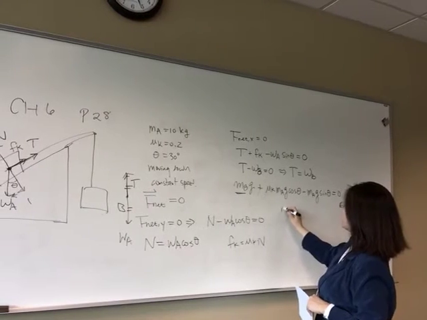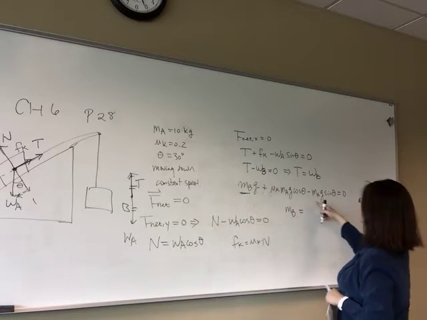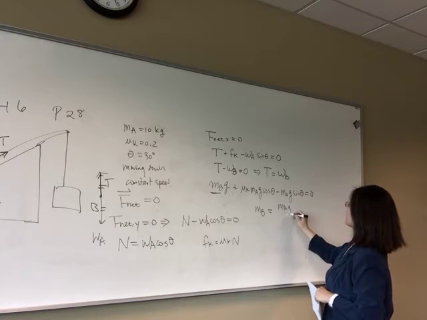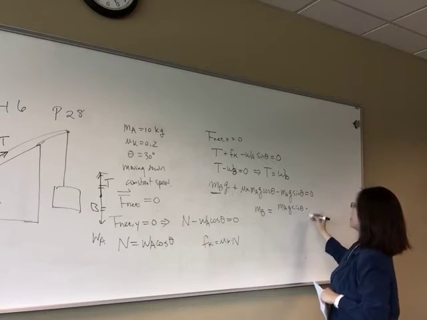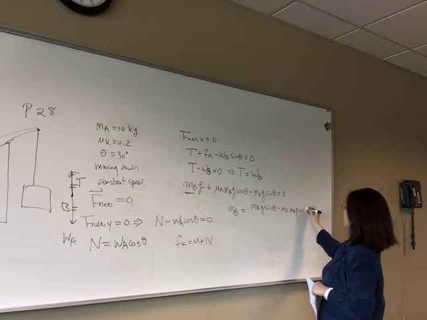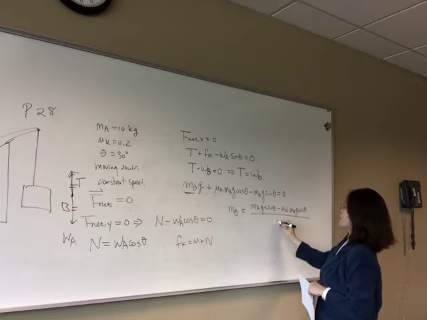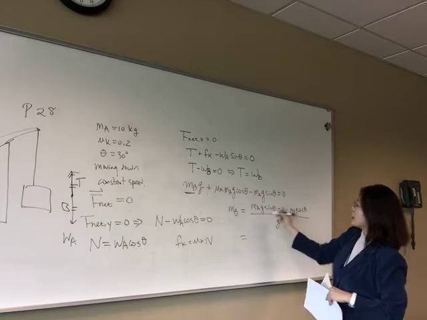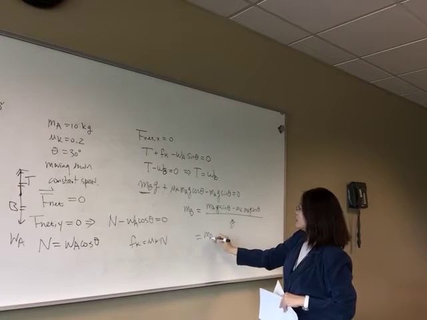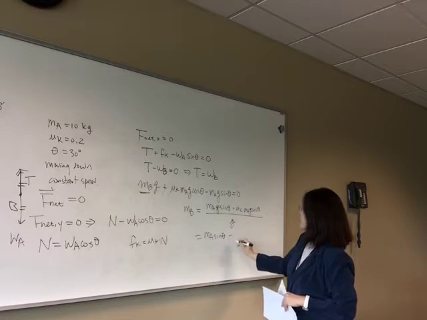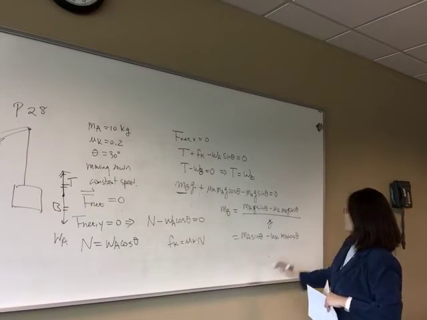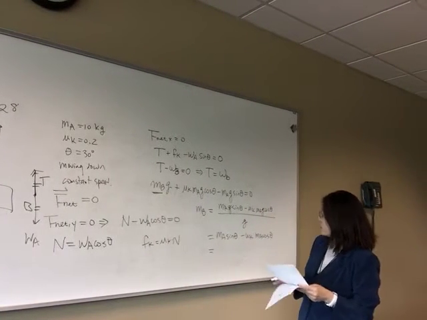Because mass of B is just equal to, when you move these two terms to the other side, you have your MA G sine theta, and then minus mu K MA G cosine theta, and then over the G value. And you can see that your G just gets cancelled. So G cancels. So you have your MA sine theta minus mu K MA cosine theta. So you have the mass of A, you have the theta, you have the mu K.